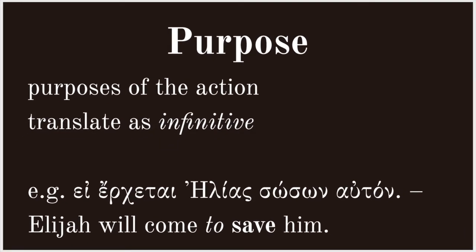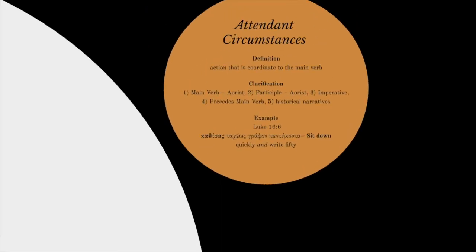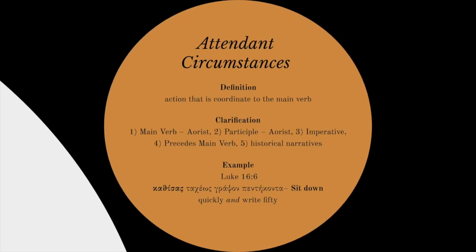In English, it is best translated as an infinitive. The final use of the circumstantial participle is to express the result of the main verb. When translating, it is helpful to supply the clause with the result of. Another common use of an adverbial participle is to convey attendant circumstances. In this instance, the participle is used to express action that is coordinated with the main verb. Wallace identifies 5 key indicators that all occur in at least 90% of all cases.